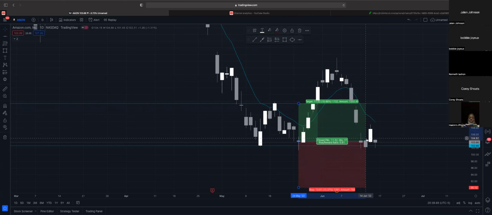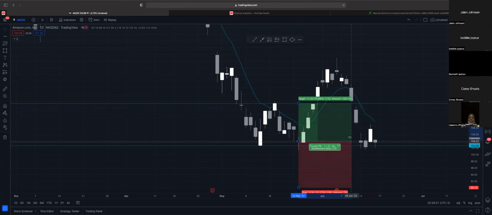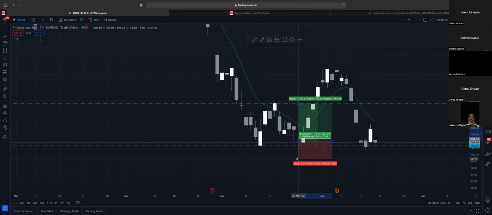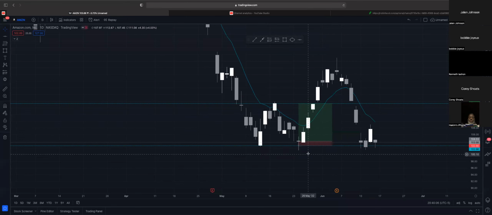Remember, where did I get that target from, guys? The neckline. The neckline is a magnet. Just look at it. It's a magnet, right? So my risk to reward looked like this, right? I'm risking 1 to make 10. You see what I'm saying, guys?